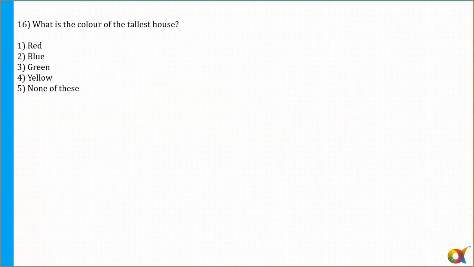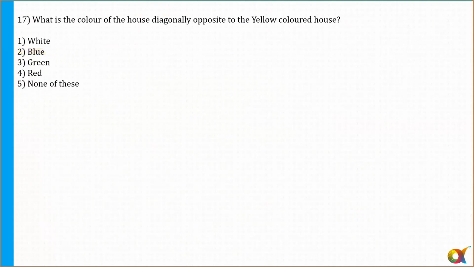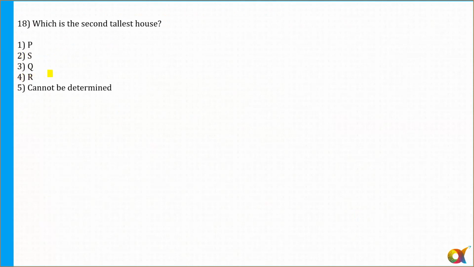What is the answer for question number 16? Can anyone tell me? Option number 2, which is blue. For question number 17, the answer is option 4, which is red. And for question number 18, it is option 5, cannot be determined. Okay, can I move to the next set then?